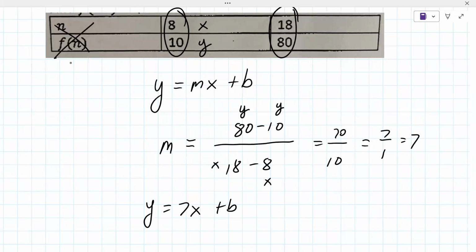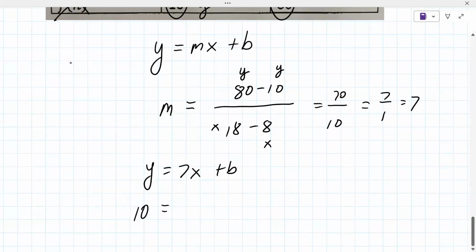Look, so this is the x on top, the n, and the y is the f of n. So all you have to do, it's simpler than you're thinking, is put in the x value, 8, and put in the y value of 10. You're plugging information in slowly. So it'd be 10 equals 7 times 8? Yes, times 8, that's good. And then from there, you. Okay, I got it.